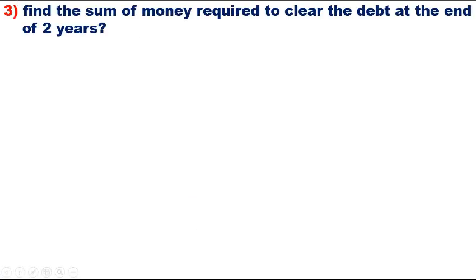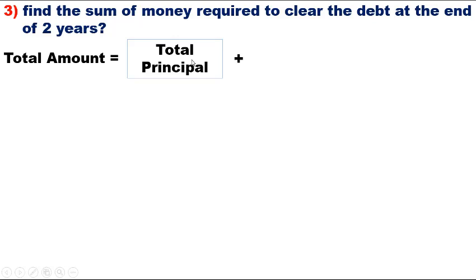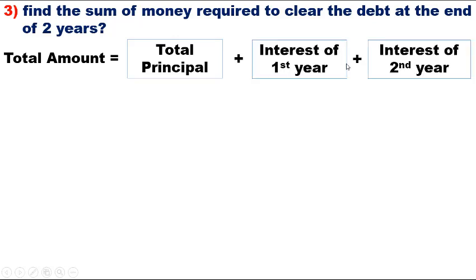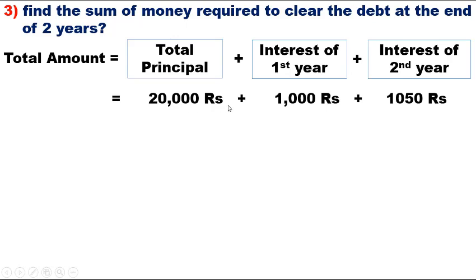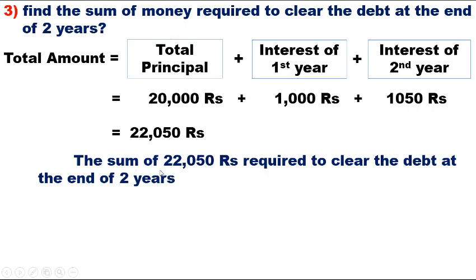Third, find the sum of money required to clear the debt at the end of 2 years. Total amount is equal to the principal plus the interest of the first year plus the interest of the second year, which is equal to 20,000 plus 1000 plus 1050 rupees, which is equal to 22,050 rupees. The sum of 22,050 rupees is required to clear the debt at the end of the second year.